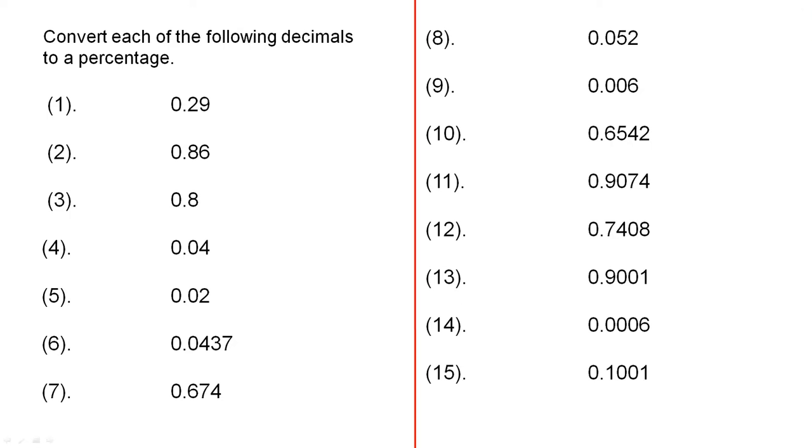And basically the rule says that when you are given a decimal, to convert it to a percentage, all you do is move the decimal point 2 places to the right. Once you've done that, that gives you the conversion as a percentage.